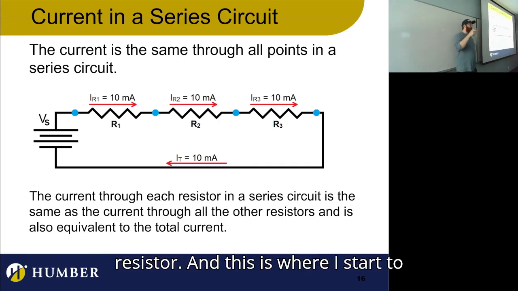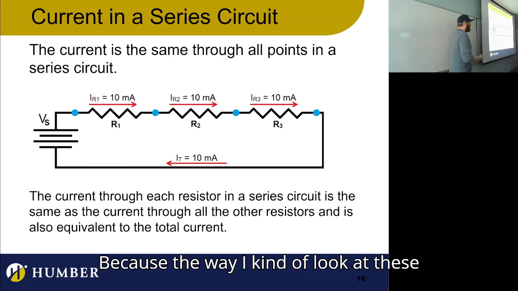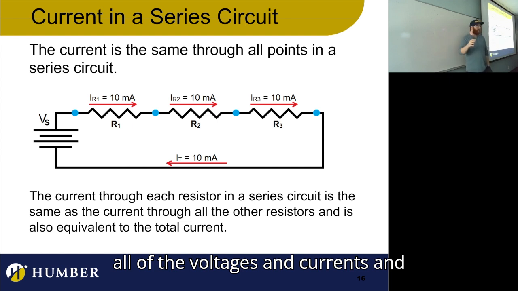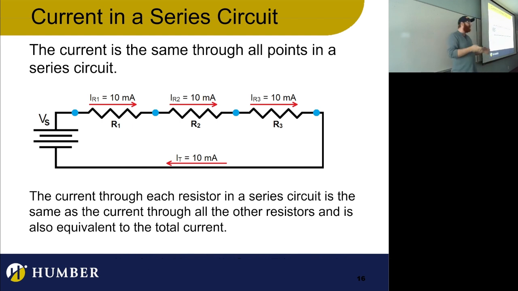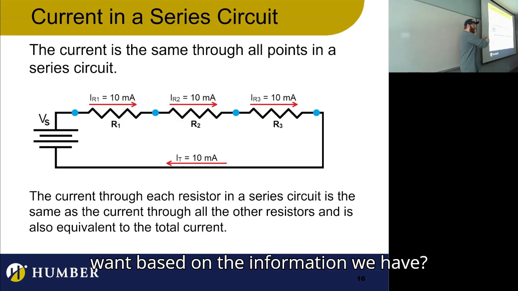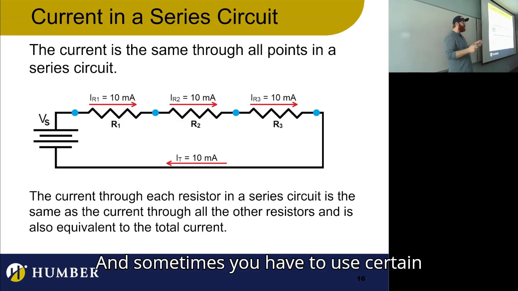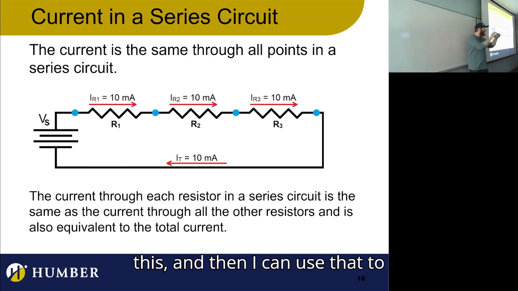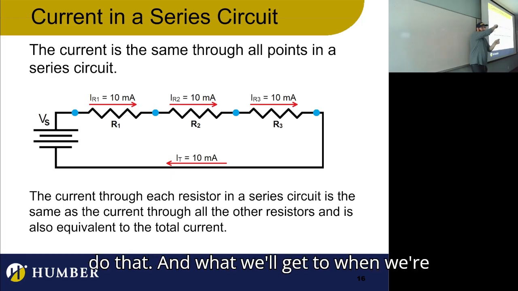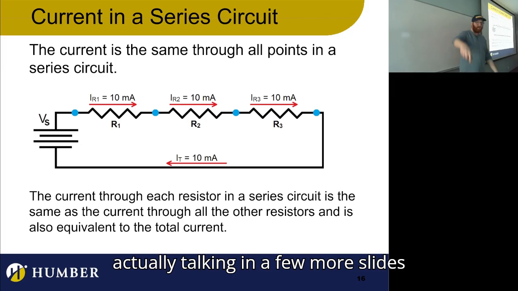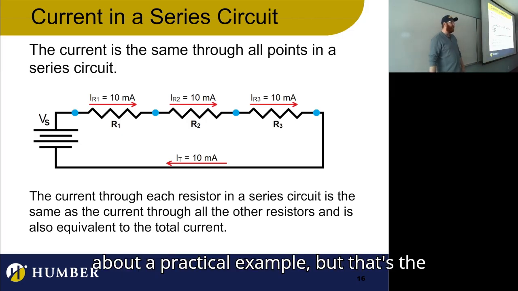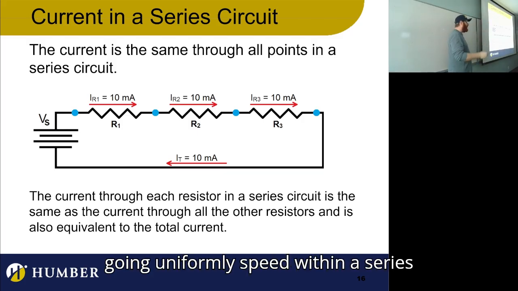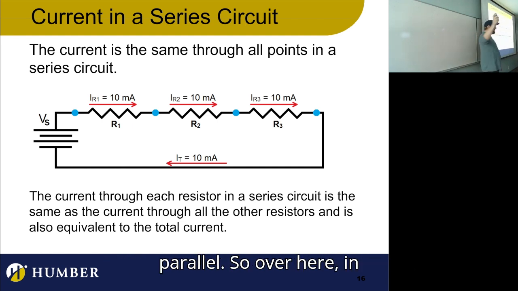And this is where I start to talk about those puzzles that we solve. Because the way I kind of look at these circuits when we're trying to figure out all of the voltages and currents and resistances and powers is, okay, how do we get to the goal of what we want based on the information we have? And sometimes you have to use certain principles to be like, okay, I know this, and because of this I can figure out this, and then I can use that to do that, and we'll get to it in a few more slides about a practical example. But that's the general idea. They are all going uniformly speed within a series circuit, and next week we'll talk about parallel.